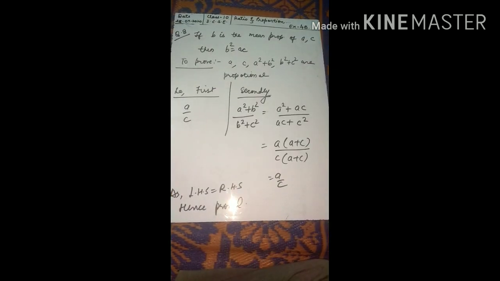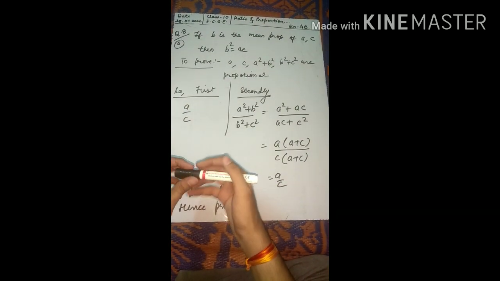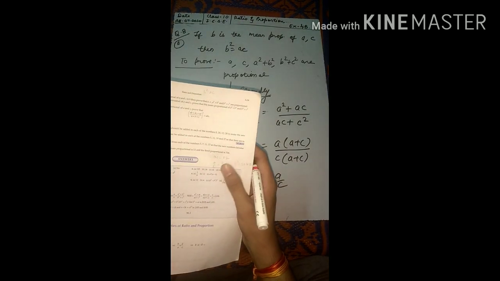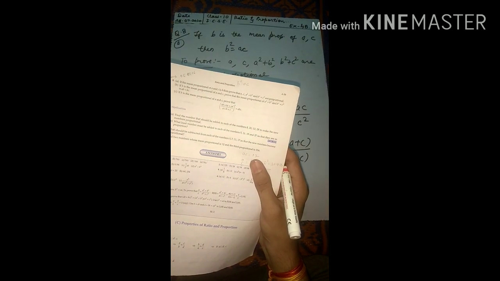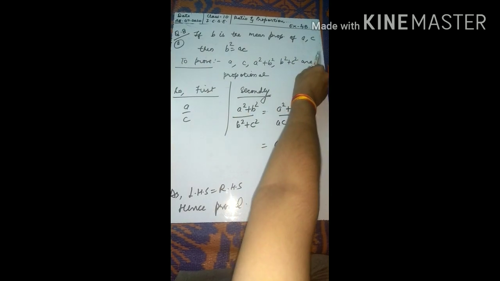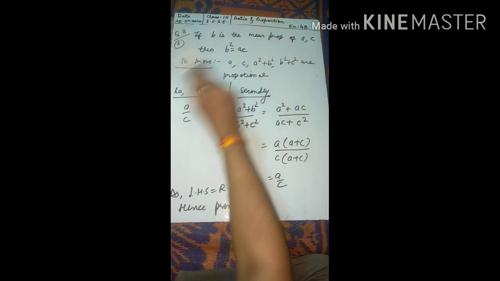Okay, let us come to the A question. It says that if the mean proportion of A and C is B, then prove that A square plus B square and B square plus C square are proportional. So if B is the mean proportion of A and C, this is given to us, then B square will be equal to AC by the definition we know.